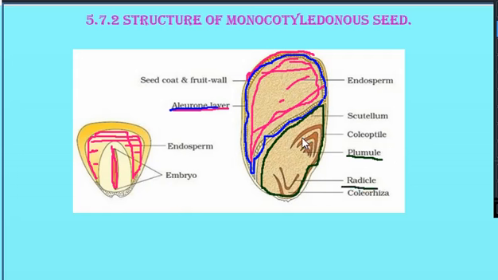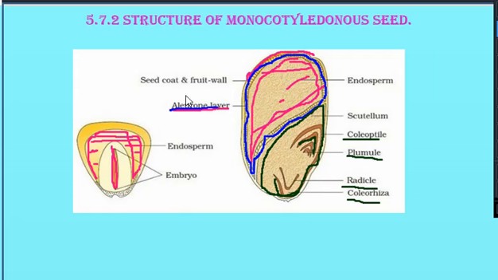The plumule is covered with a membrane-like structure. This membrane-like structure is known as the coleoptile, whereas the radicle is covered with a membrane-like structure that is called the coleorhiza. As I said, the plumule and radicle are enclosed in sheaths which are called coleoptile and coleorhiza. This is about the structure of monocotyledonous seed.